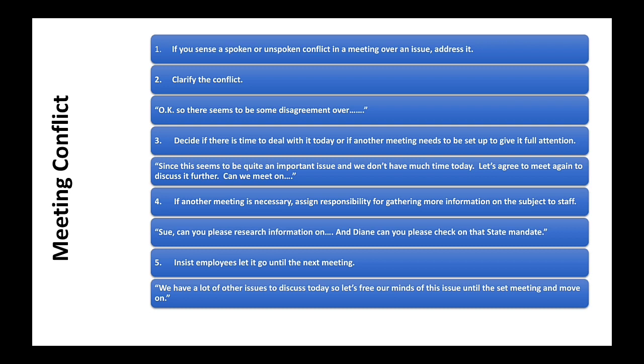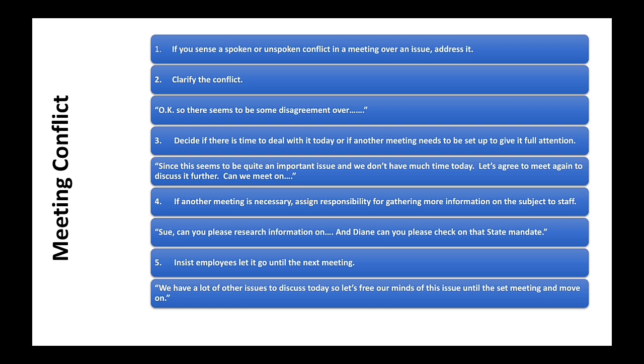Number two, clarify the conflict. Okay, so there seems to be some disagreement over this. If someone disagrees, that's okay. Disagreement can happen. Disagreement is very natural. That means involvement of the person. So do not ignore it once again. Try to clarify it. Try to explain it.